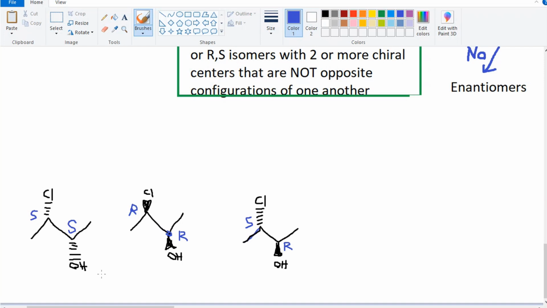So SS, RR, those would be opposite configurations. It means basically you flip the configuration from R to S on each of the chiral centers. If that is the case, then you have an enantiomer. If it's not the case, then you don't have an enantiomer. If they're going to be enantiomers, they have to have opposite configurations. Does that answer your question?